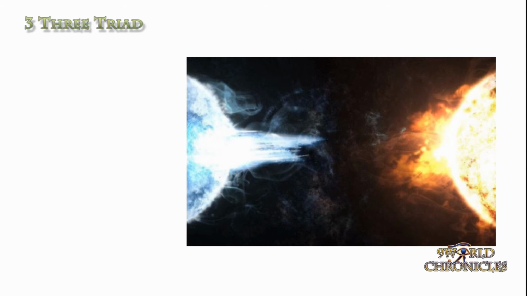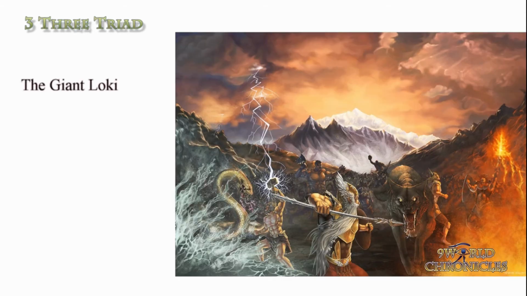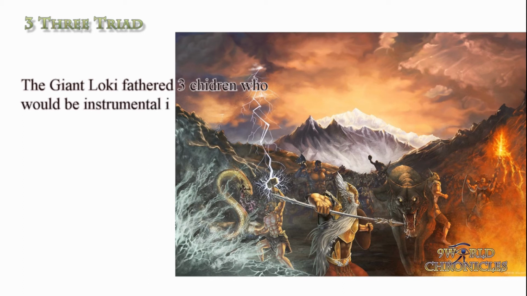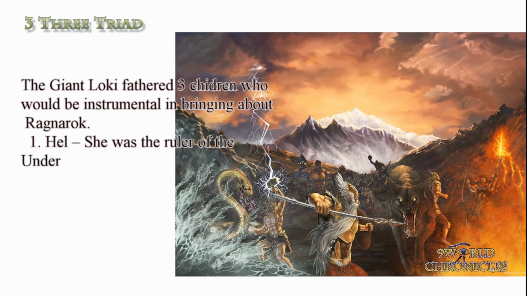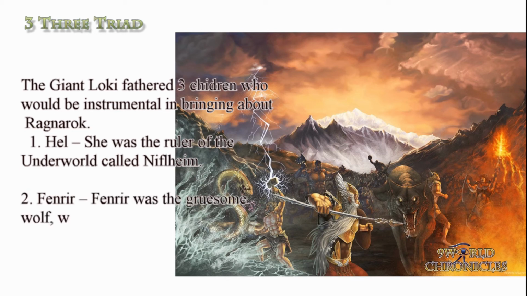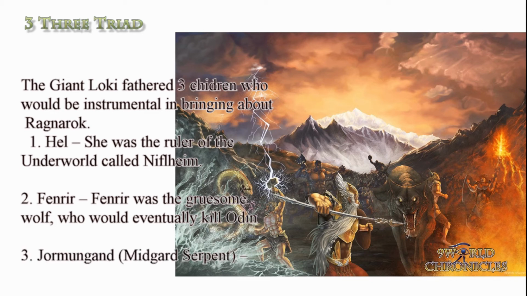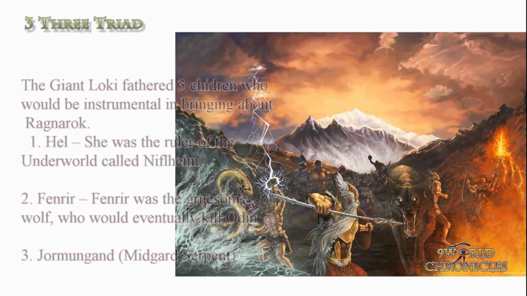In the Ragnarok mythology, it is said that the giant Loki fathered 3 children who would be instrumental in bringing about the event called Ragnarok. Hel, who was the ruler of the underworld called Niflheim; Fenrir, who was the gruesome wolf who would eventually kill Odin himself; and Jormungand, who was the Midgard serpent who would battle Thor to the very end of time.